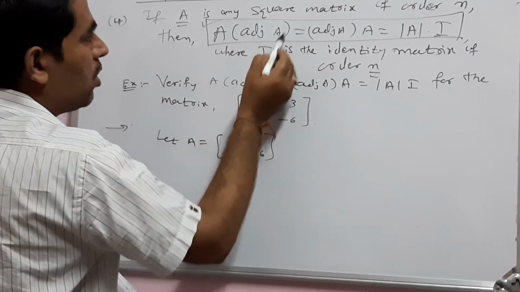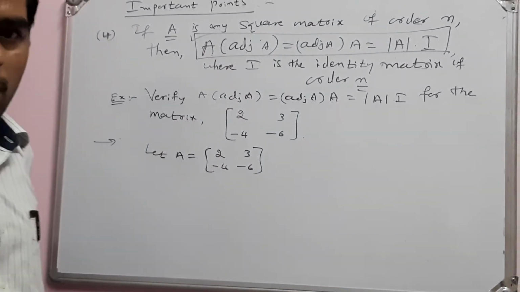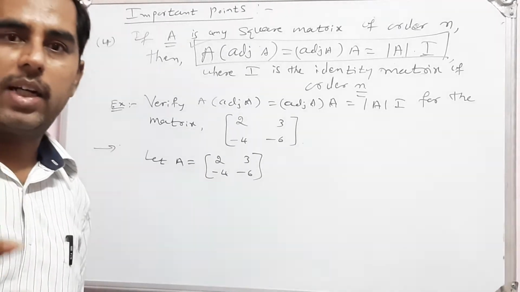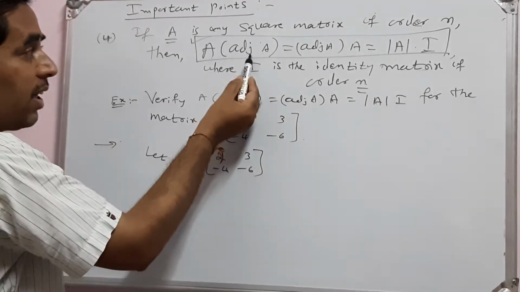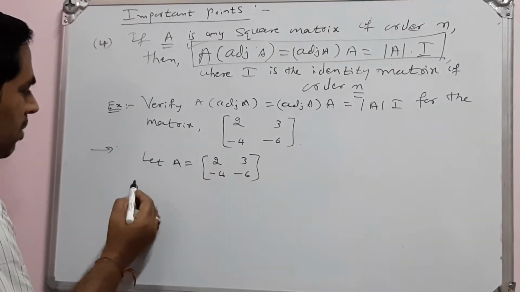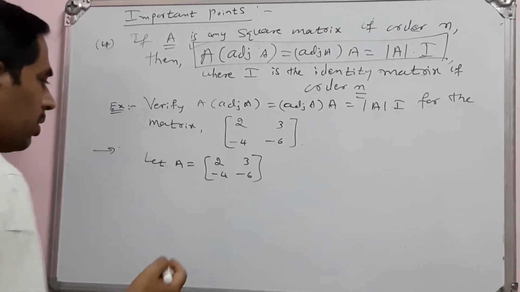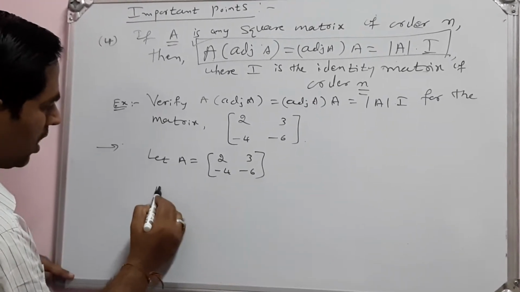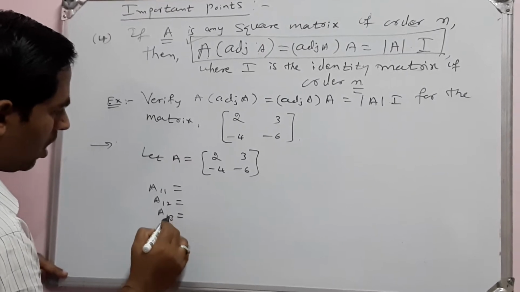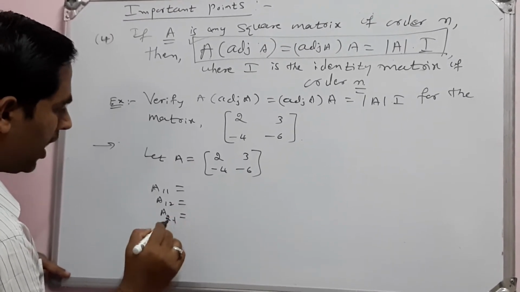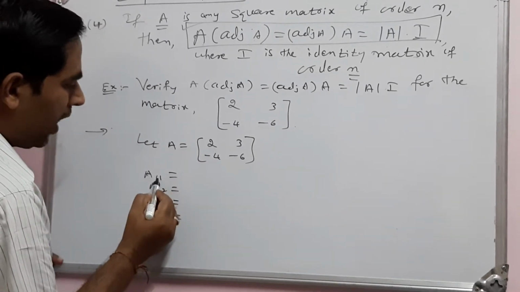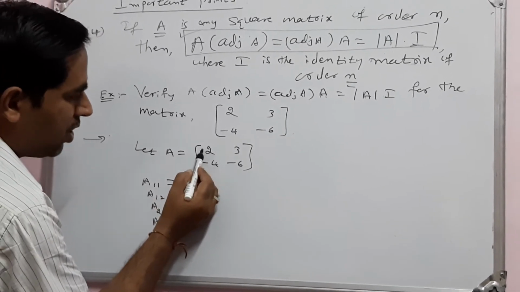Adjoint. In the previous class we learned that the adjoint of the matrix is the transpose of the cofactor matrix. So cofactor matrix means we have to write the cofactors. What are the cofactors of this matrix? A11, A12, then A21, A22. See here, cofactor of the first element.